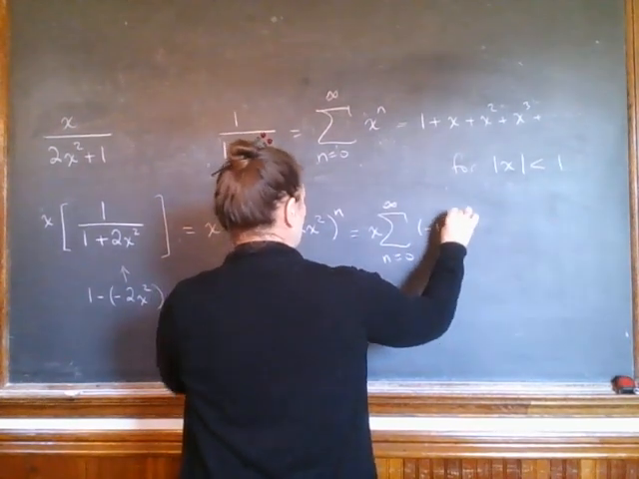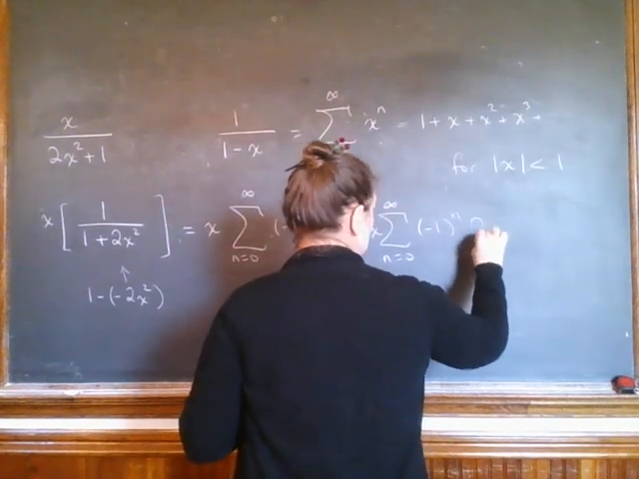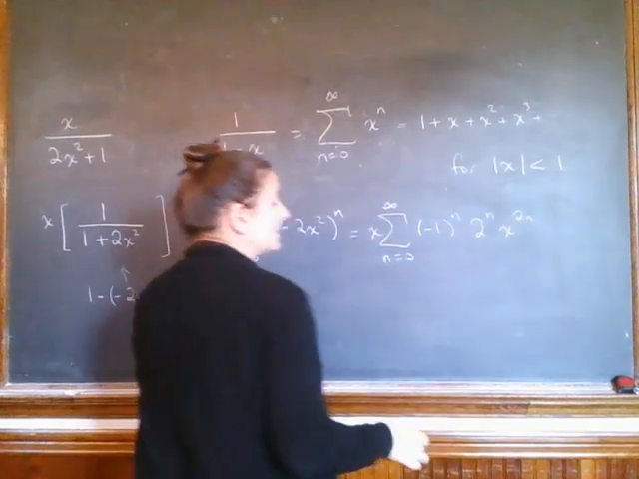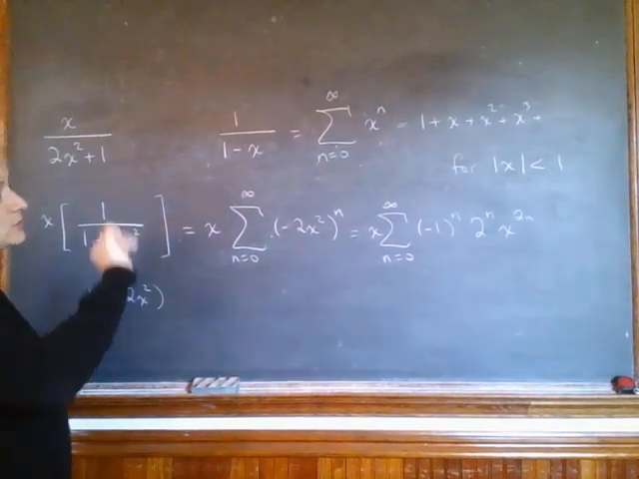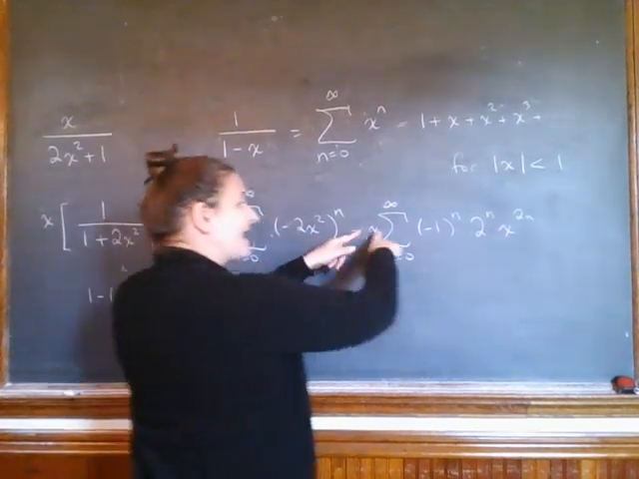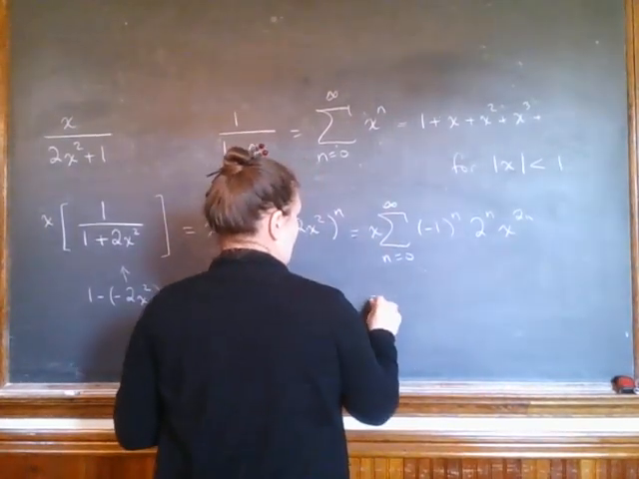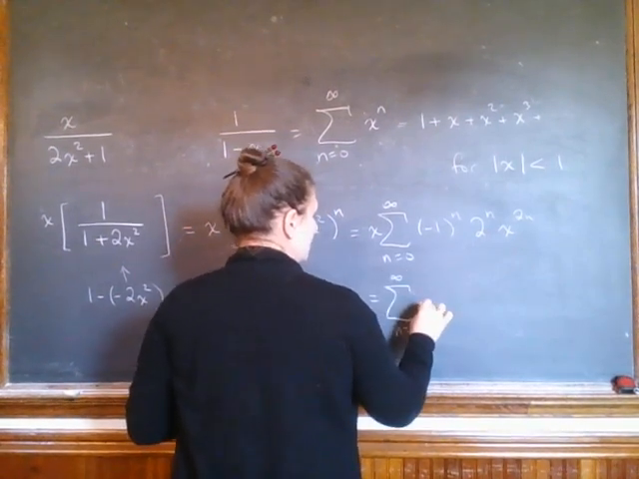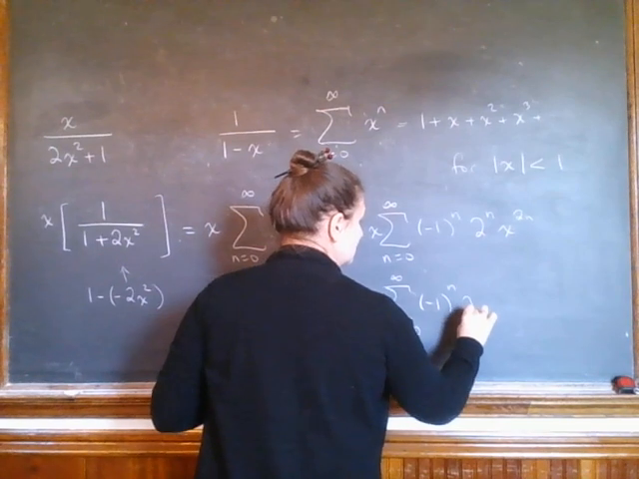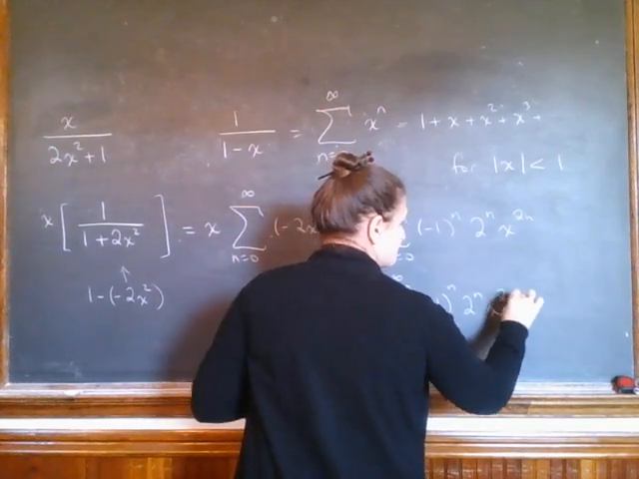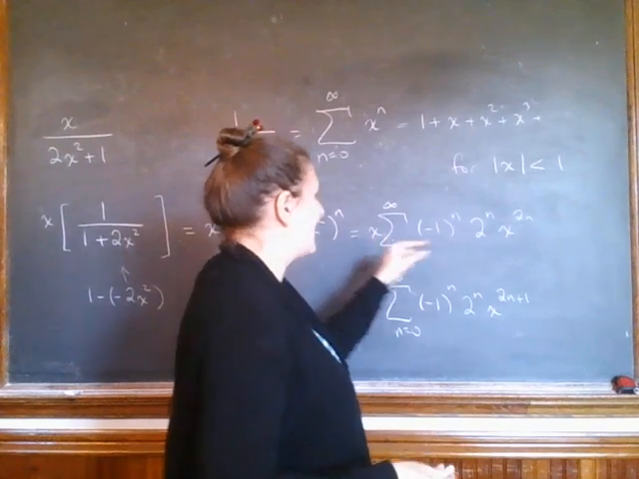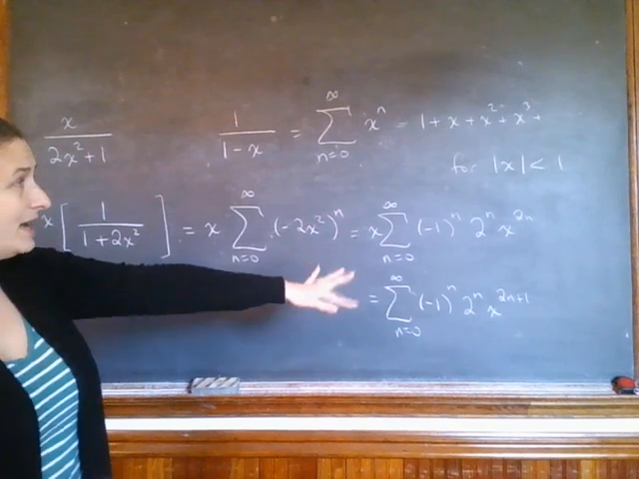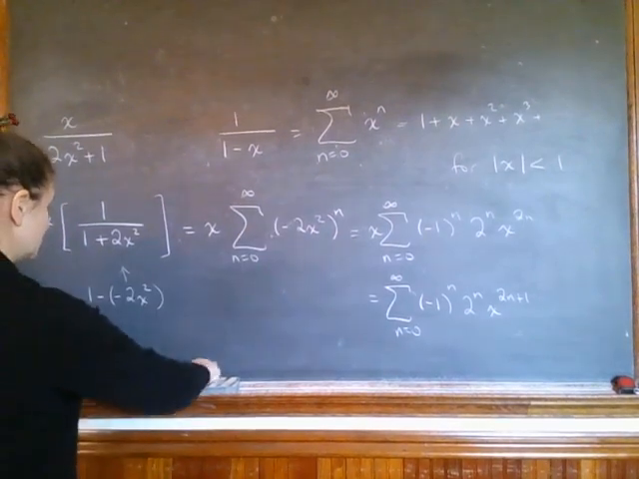So I've got minus 1 to the n, 2 to the n, x to the 2n, right? Now, I'm going to be a little bit careful. I want to make sure that all my x's go together, so I want to pull this x guy in here. So my final answer for the terms of the series, I want to make sure all my x's are pulled together.